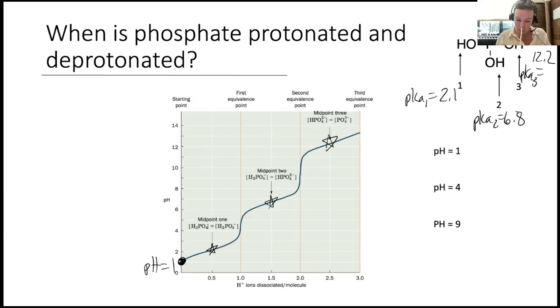Right now we're talking about what's happening to the molecule at a pH of 1. Well, at a pH of 1, if we drop this down to the x-axis, we can see that this first proton is almost entirely kept. It hasn't dissociated really at all. So what should the molecule look like at this pH? Well, if the first proton has not really dissociated at all, it should look something like this. It should have all of its protons.